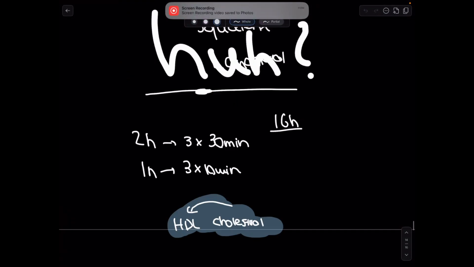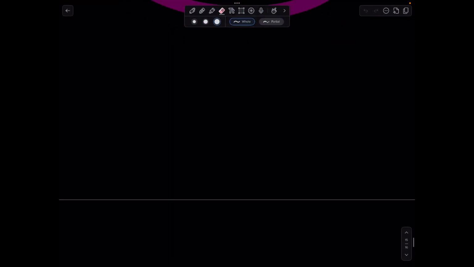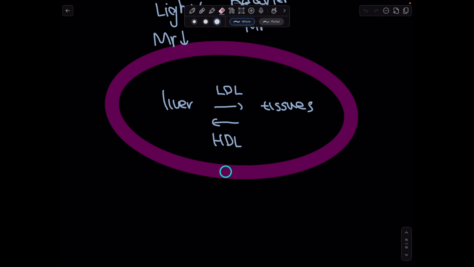Okay, just to continue where we left off then. We have high density lipoprotein, which means we have a high density of lipid or a high density of protein ratio.